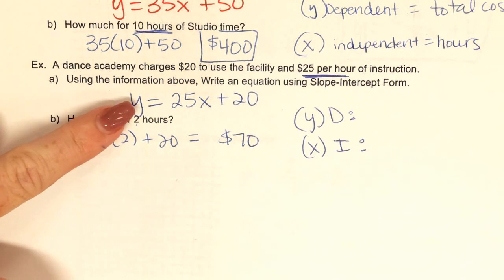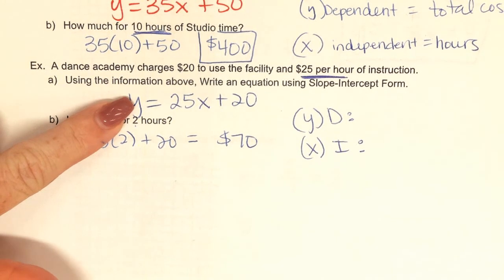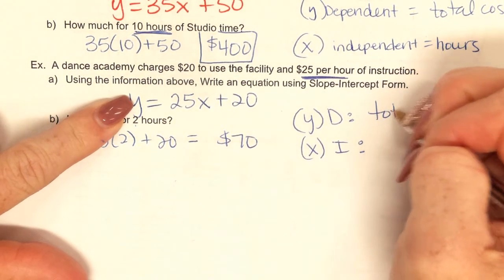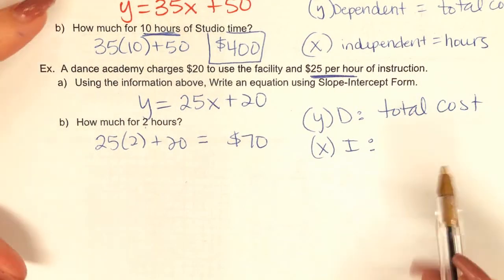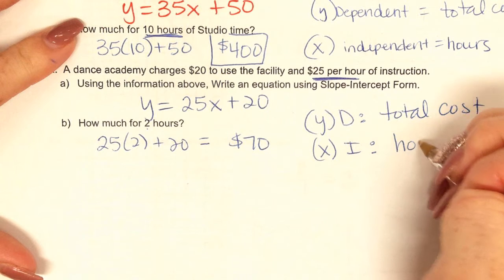What did y represent? What were we solving for? The total cost. And what did the independent variable, the x, represent? The hours. All right, let me pass out y'all's assignment.